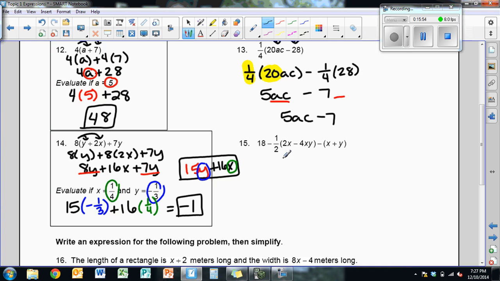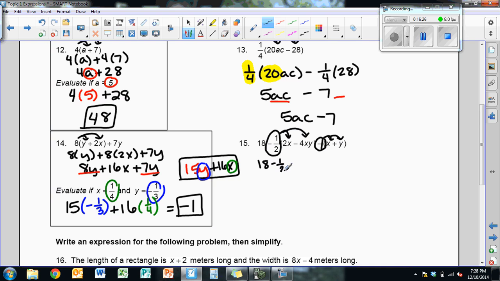Okay, number 15. Again, you've got parentheses, so you have to deal with them first. Now this time you have to be careful. You have to make sure when you distribute, you take the sign with the number that you're distributing. And here in front of the x plus y parentheses, there's no number. So that means we have an invisible 1, and we're going to distribute a -1. We're not doing anything with 18 in the front though, so I'll just rewrite it.